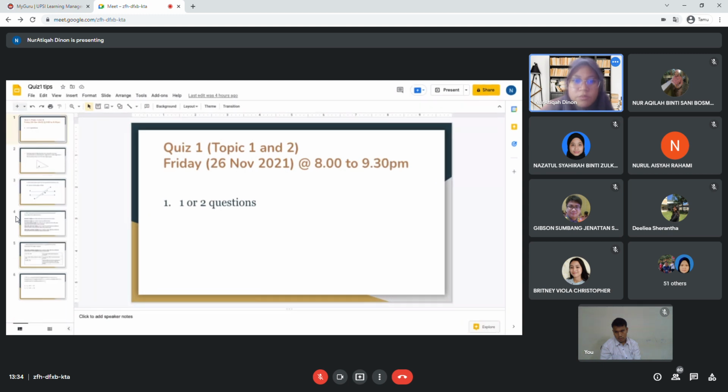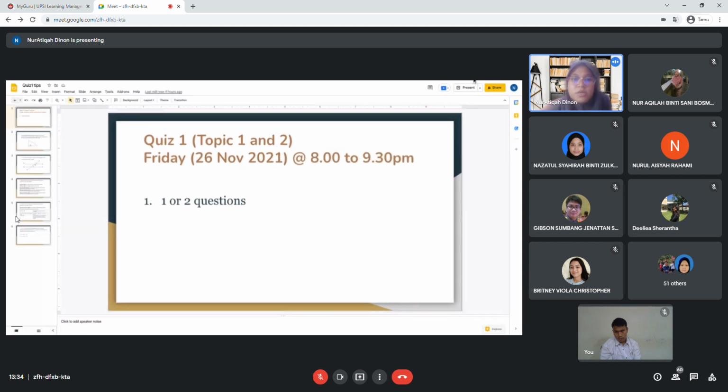I zoom out. Okay. So basically, quiz 1 will cover only topic 1 and 2. Just 2 topics. So you need to know about line and segment, and also the properties of equality and inequality. It will be on Friday, 26th of November, between 8 to 9:30 p.m.